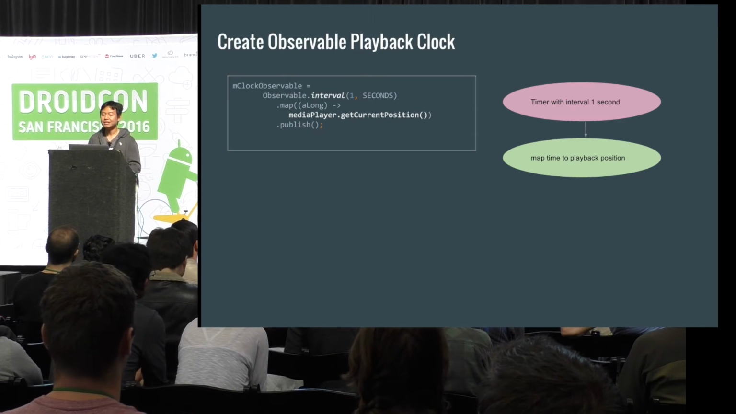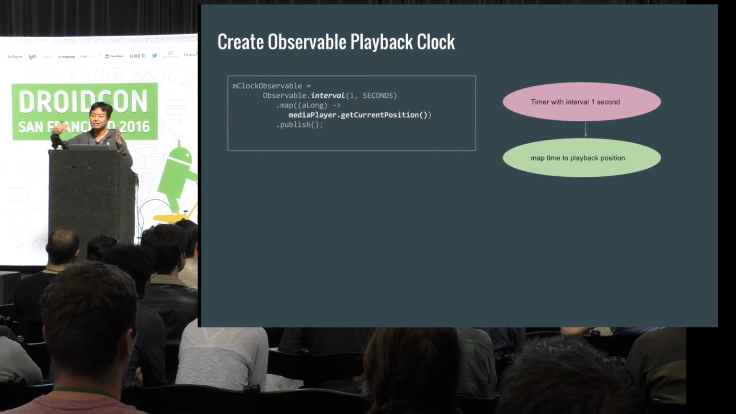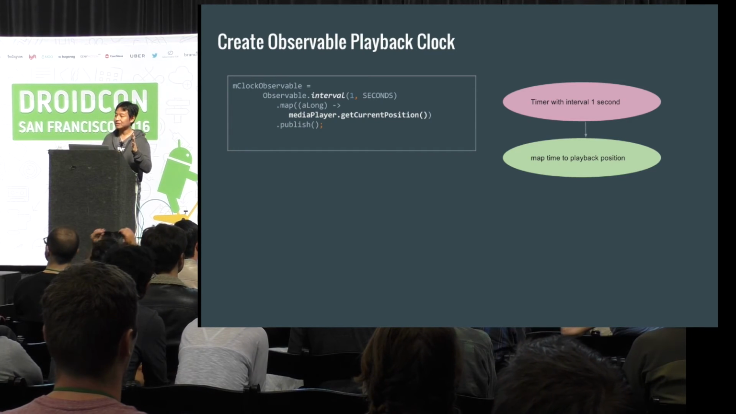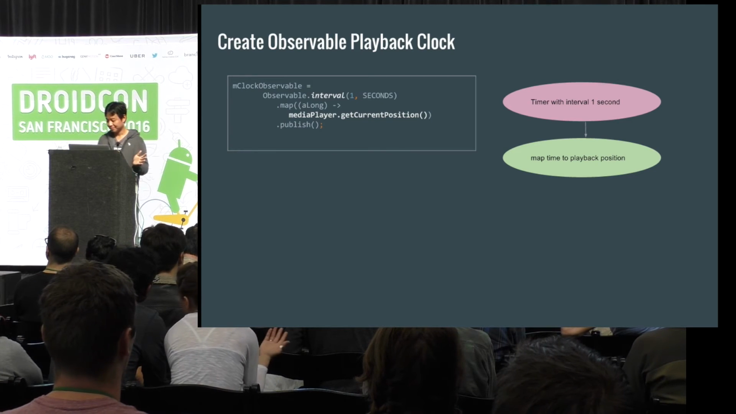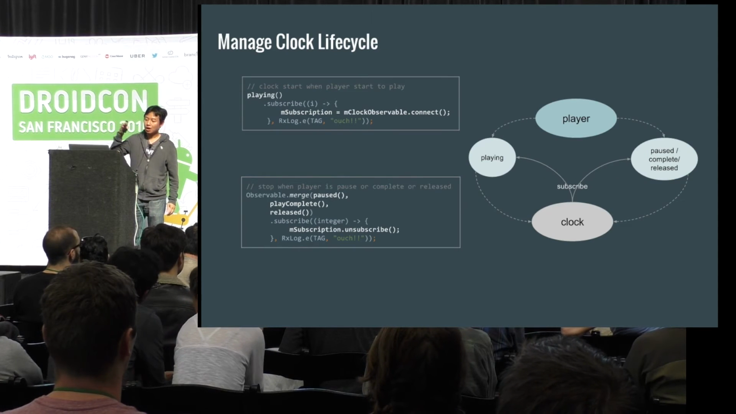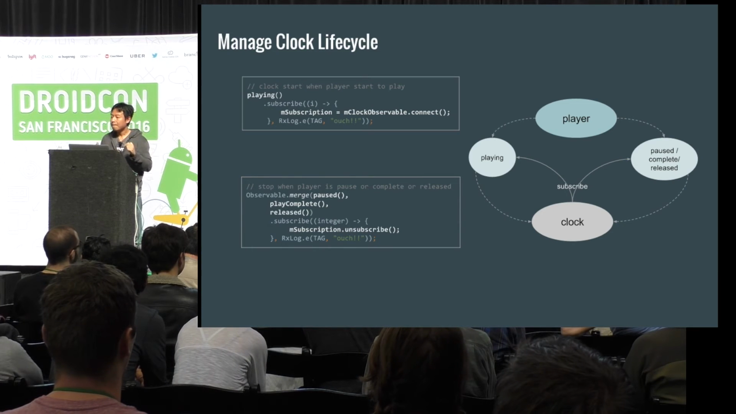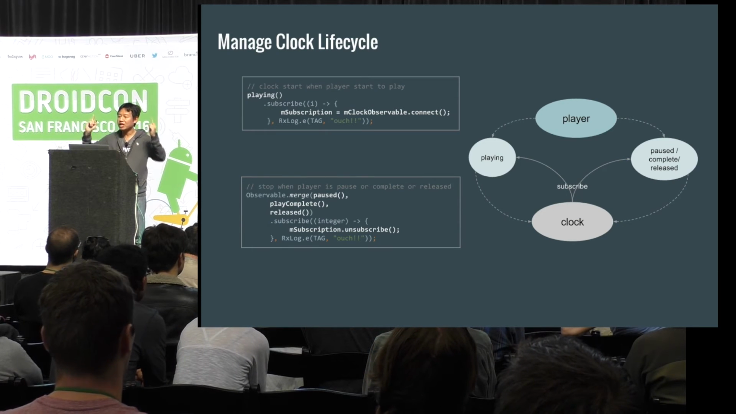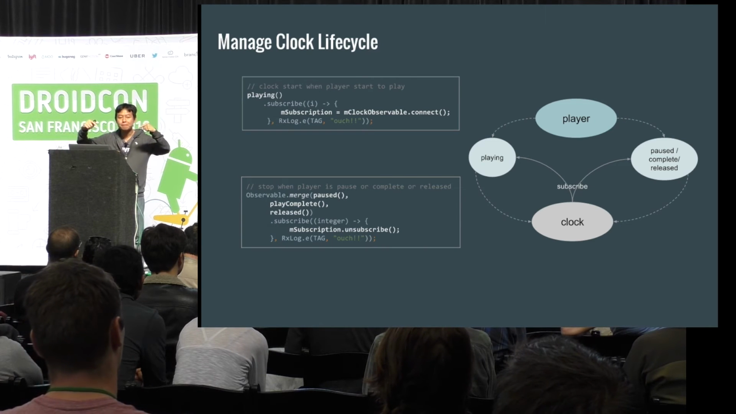Now I have a clock. The clock basically emits every 1 second. And basically what it does is, what is your position? What is your position? That's what it emits. Okay, now I need to manage the clock life cycle. The clock life cycle should depend on the player state, but I don't want to create a relationship to the player. I just want to create the relationship to the topic.